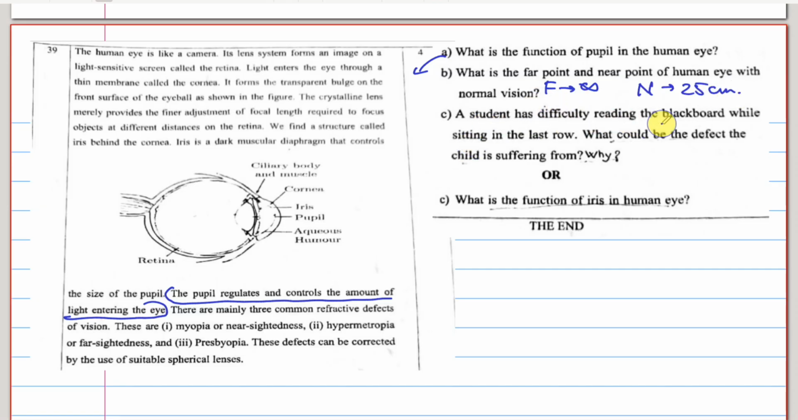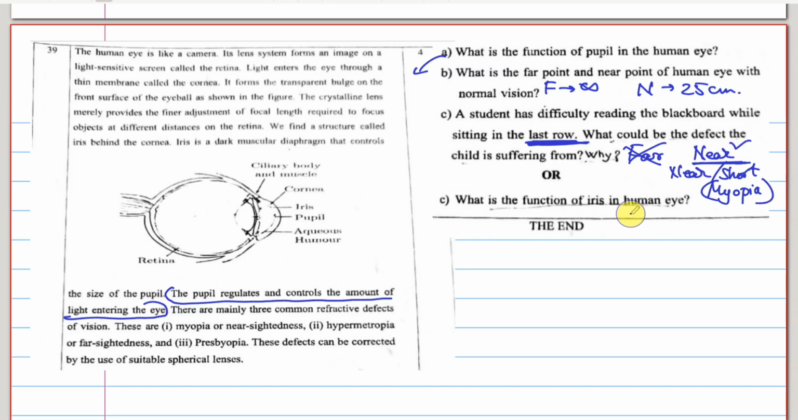A student has difficulty reading a blackboard while sitting in the last row. What could be the defect the child is suffering from? He is not able to read from the last row, so he is far away from the board. He is not able to see far objects, he is able to see near objects. So it is nearsightedness or short-sightedness, or myopia.